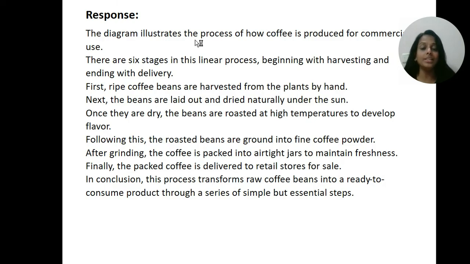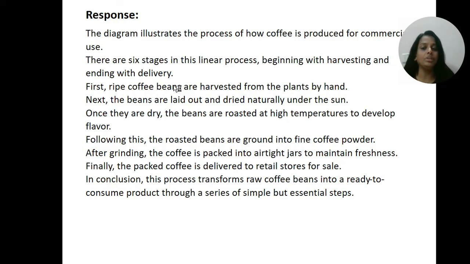The diagram illustrates the process of how coffee is produced for commercial use. So I'm just giving the overall image information, right? So what is this diagram about? It's about coffee production. There are 6 stages in this linear process, beginning with harvesting and ending with delivery.